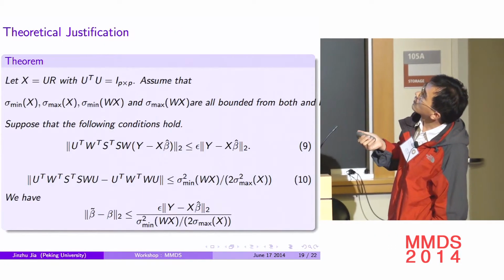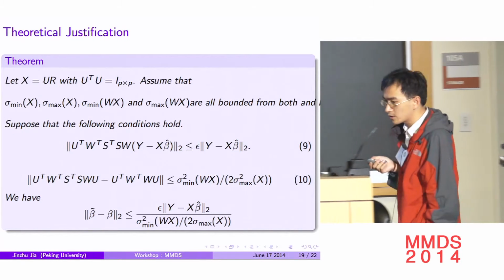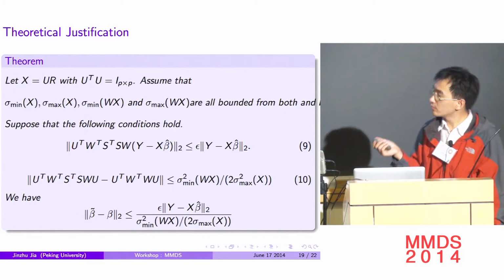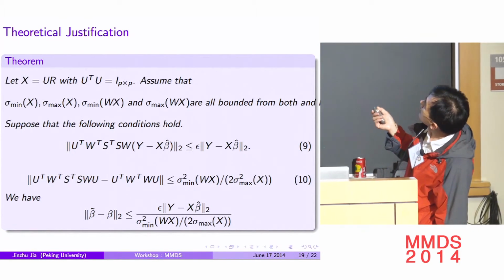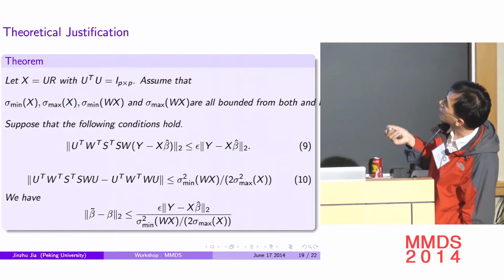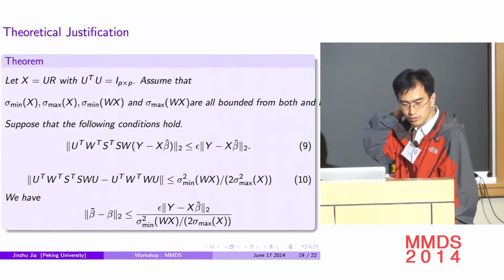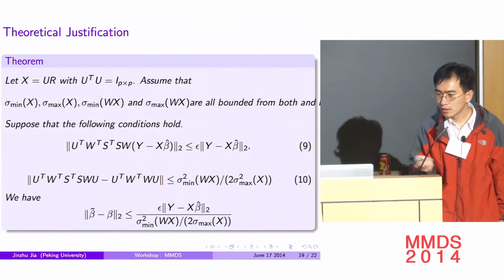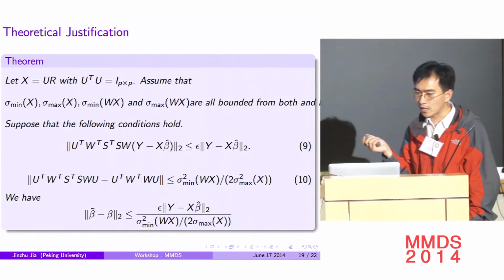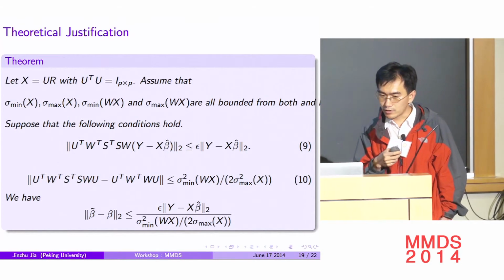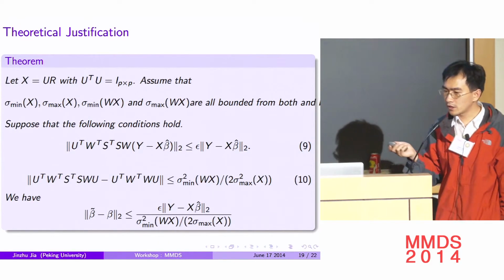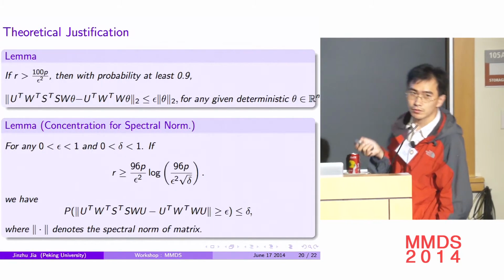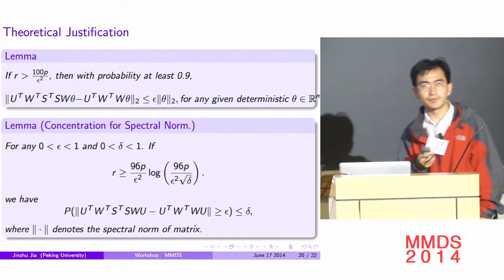So this is the theoretical justification. We see that if condition 9 and condition 10 hold, then the solution for the subproblem is very close to the original problem. For conditions 9 and 10, we show that if we use the weighted leverage score sampling, then with high probability the two conditions will hold.